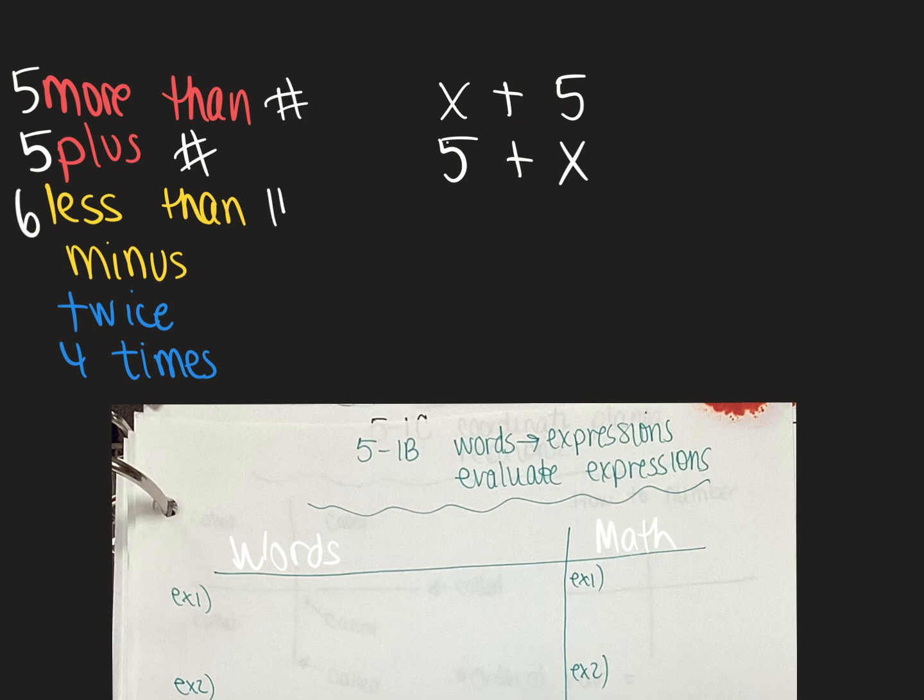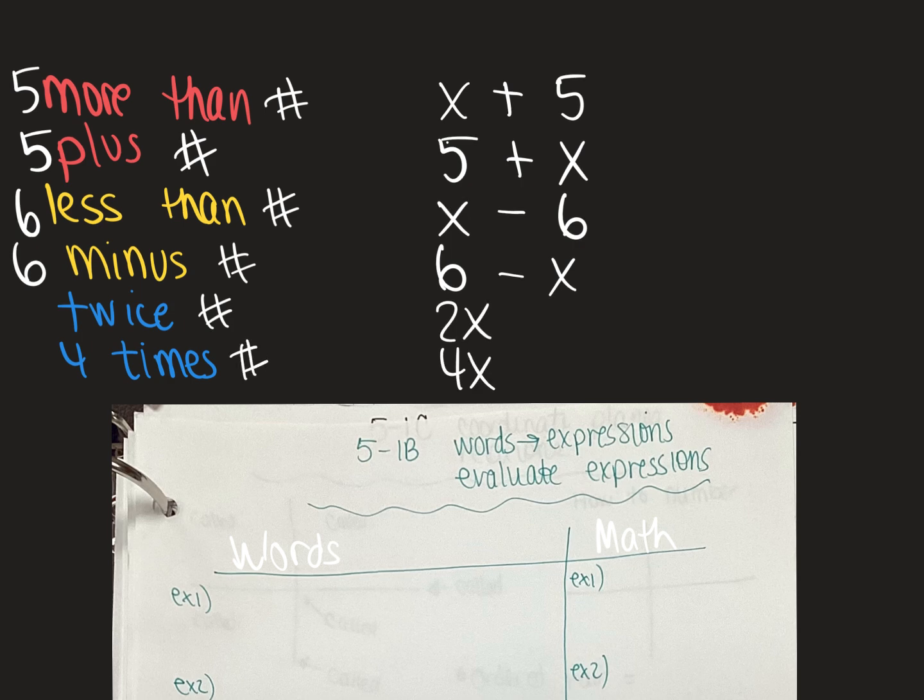6 less than a number. 6 less than a number. The 6 goes in the back. 6 minus a number, the 6 goes in the front. Twice a number, multiply by 2. 4 times a number, smush the 4 in the X.